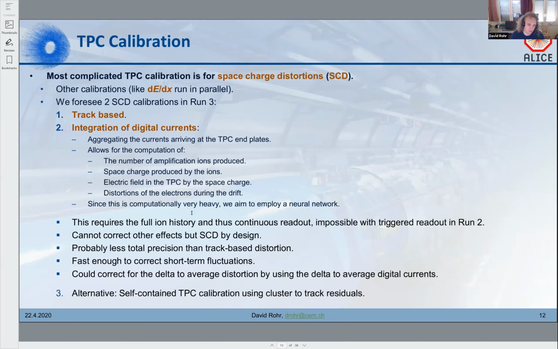So in the end, we want to employ some kind of combination of these methods, where we use this to correct for the short-term fluctuations, but we use the track-based method for all the other corrections. And just to mention, there's a third alternative solution, which is kind of a self-contained thing. Instead of using these digital currents, one could also try to use cluster-to-track residuals in the TPC, basically on a short-term basis. So we use, again, the track-based method globally with ITS-TRD to get a global correction, and then we do local corrections on top using TPC-only cluster-to-track residuals. But this is still under study.